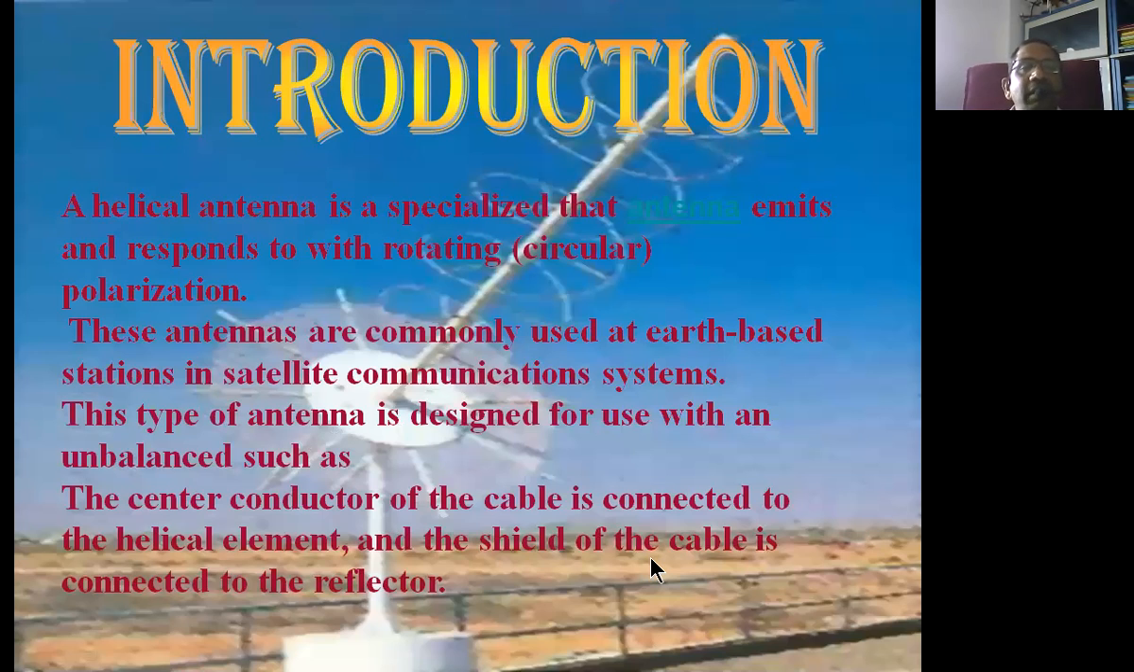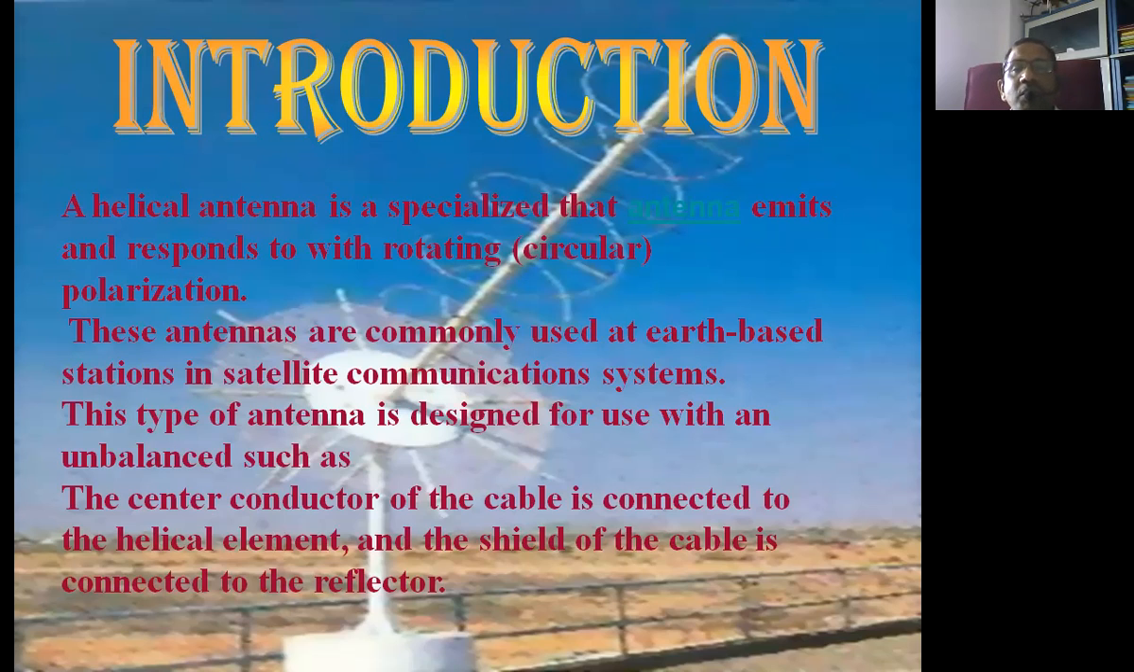So what is basically a loop antenna? A helical antenna is a specialized antenna that emits and responds with circular polarization, or something like a rotating polarized wave. That means when the wave has to be propagated in a rotating fashion, or as a circularly polarized wave, we normally prefer this type of helical antenna.